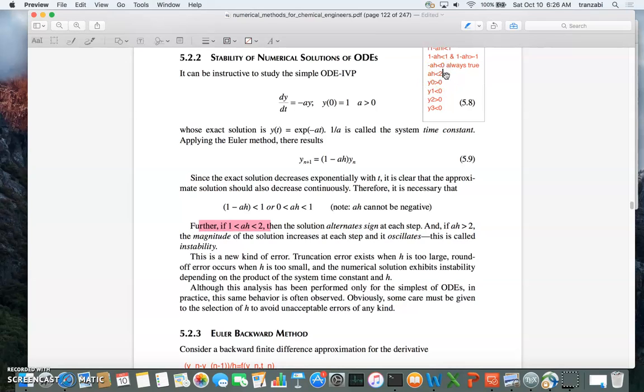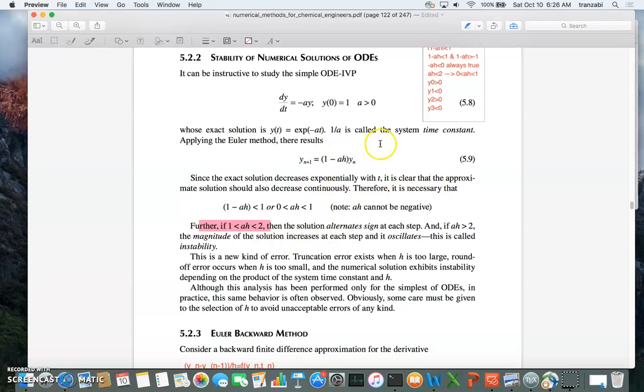So we're going to change this to AH less than 1, and of course bigger than 0, because A is positive, H is positive, so AH is always bigger than 0. Alright, so that's the end condition, which makes the solution stable.